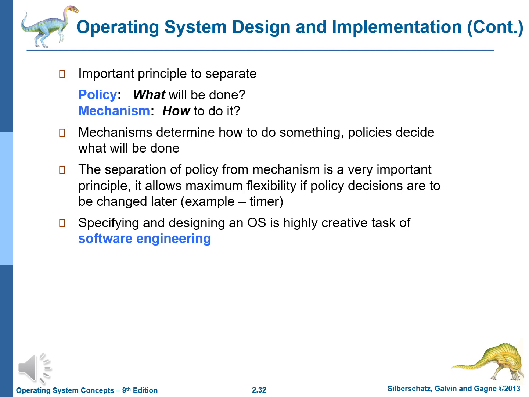The separation of policy and mechanism is important for flexibility. Policies are likely to change across places or over time. In the worst case, each change in policy would require a change in the underlying mechanism. A general mechanism insensitive to changes in policy would be more desirable. A change in policy would then require redefinition of only certain parameters of the system.